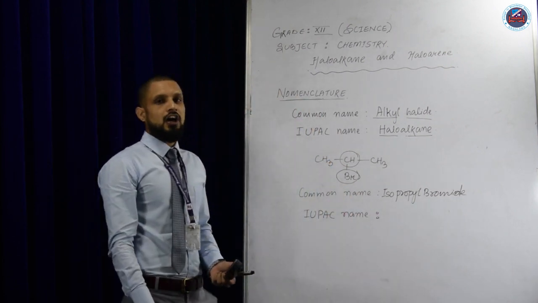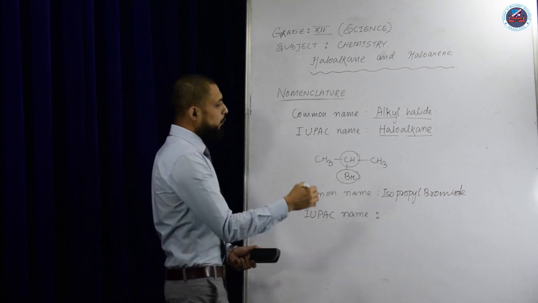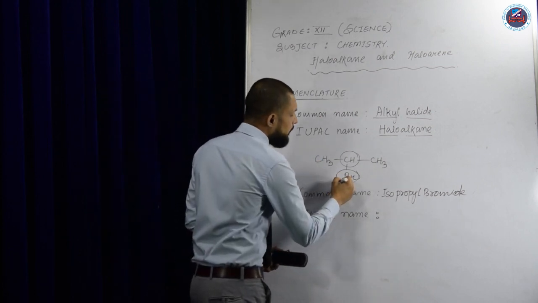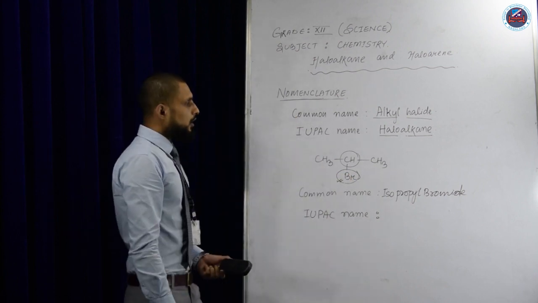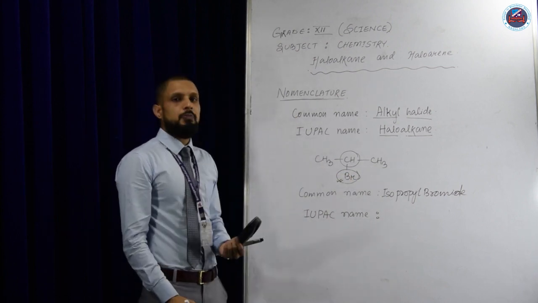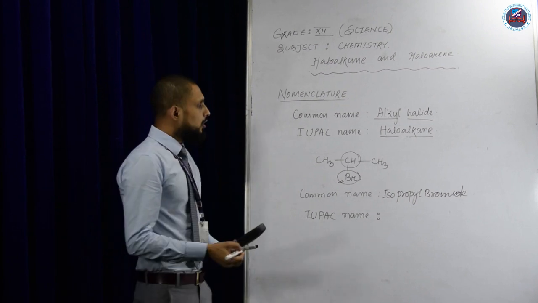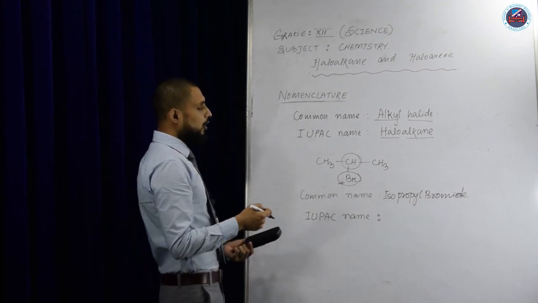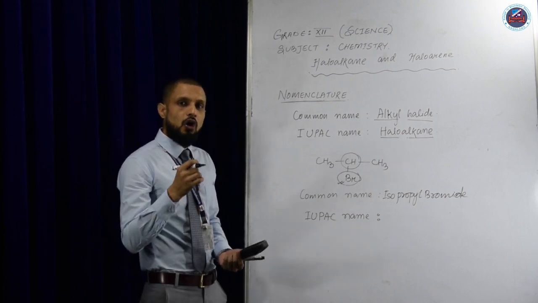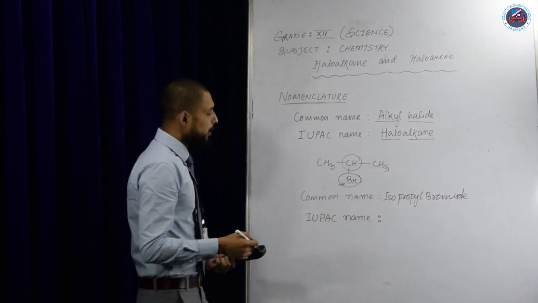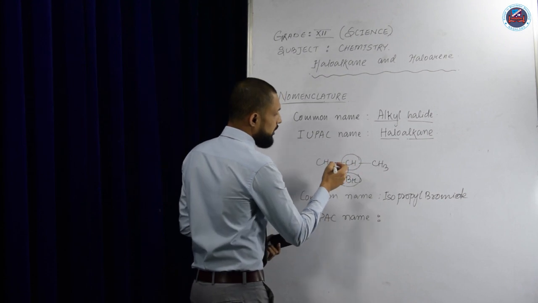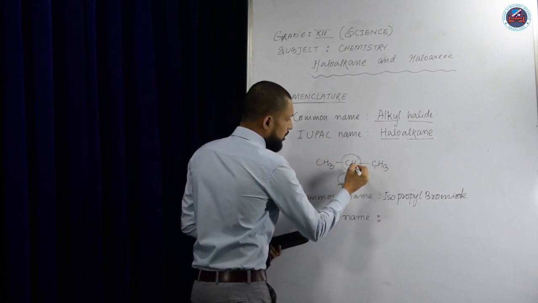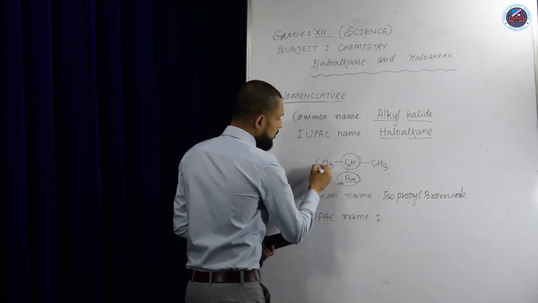Now let us see the IUPAC name. When we write the IUPAC name, we use a number to represent the position of the halogen atom. While writing the IUPAC name, we have to follow the IUPAC rules. According to the IUPAC rules, we first look for the longest possible chain. Here you can see there is only one chain, that is carbon 1, carbon 2, carbon 3.